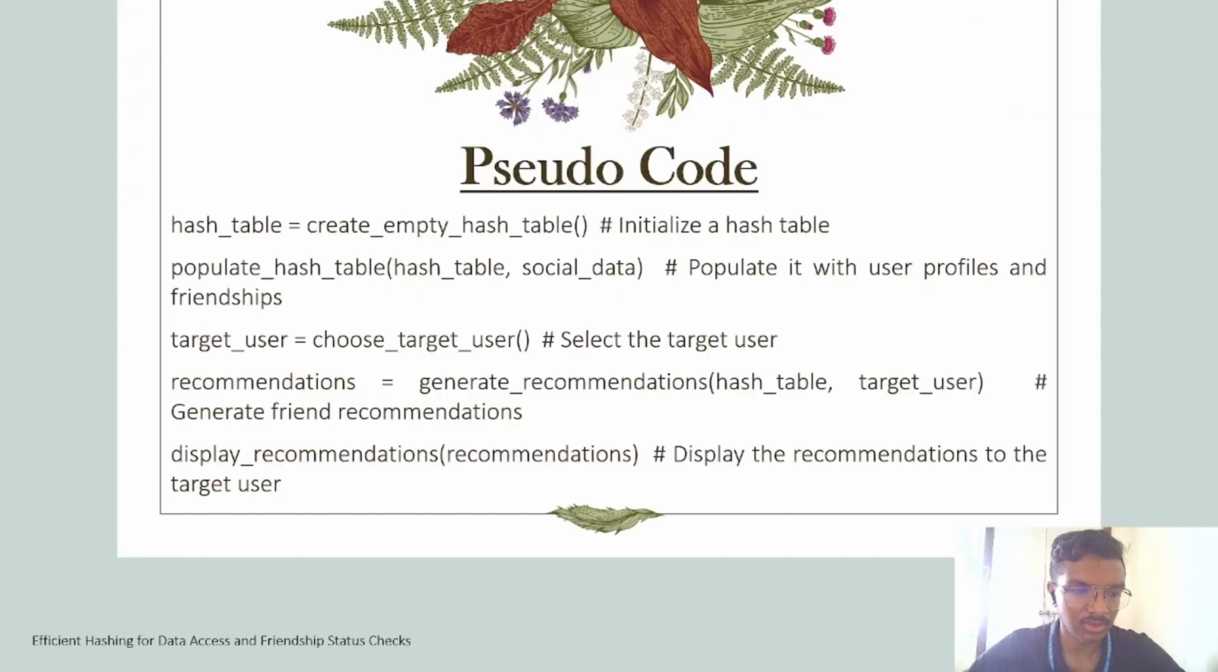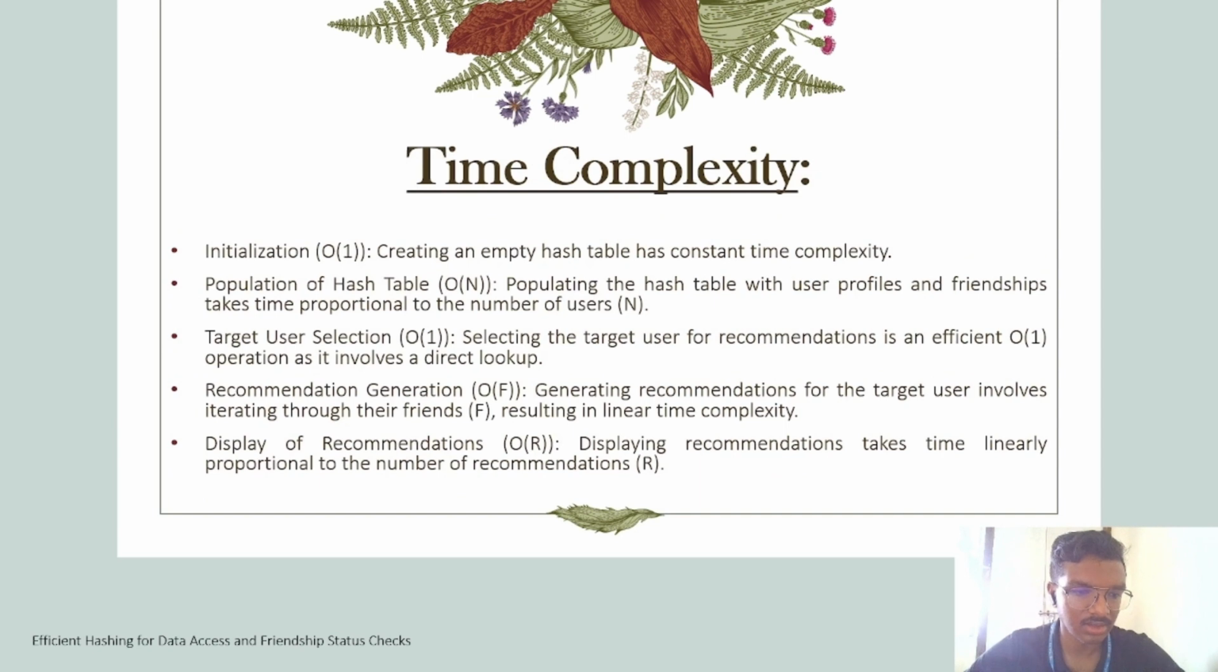The concise pseudocode outlines the central steps of the second solution, which utilizes hashing for friend recommendations. It starts by initializing a hash table, populating it with user profiles and features, selecting a target user, generating friend recommendations based on the hash table, and finally displaying these recommendations to the target user.